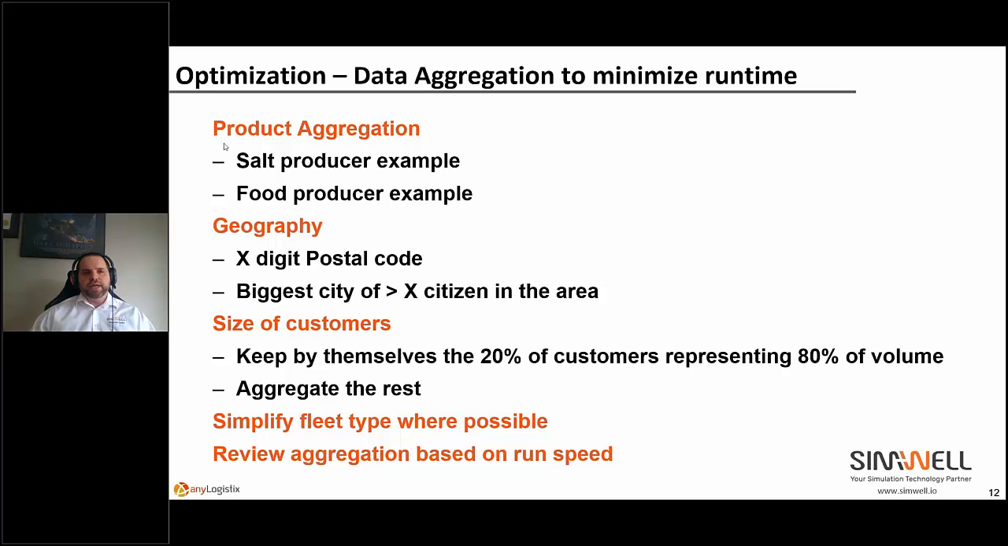But one aspect is product aggregation. So I'll give you two examples where product aggregation is totally different. One of our best clients is a salt producer, and several years ago, even before ALX existed, we built a supply chain optimization model for them from scratch, basically. And one of the key aspects was the data aggregation to have a fast model.